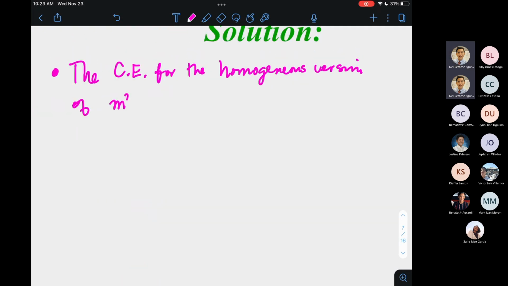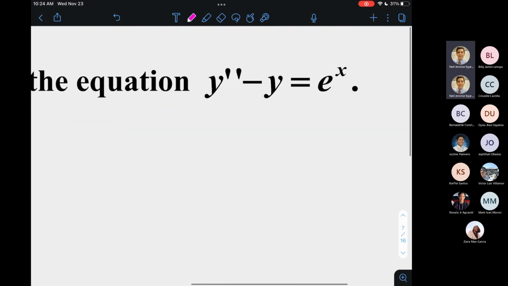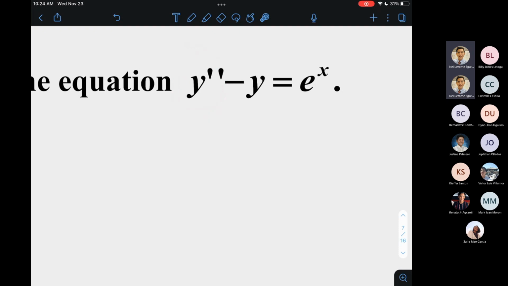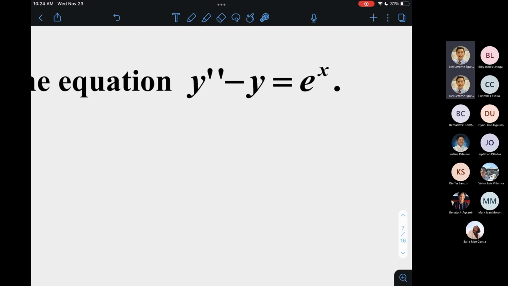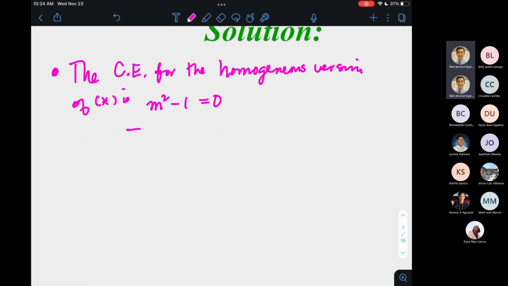So, m squared minus 1 of star. Kunin ko lang yung characteristic equation ng homogeneous version of equation star, right? So we have y double prime minus y equals 0. Pag kinuha ko yung characteristic equation niya, magkakaroon ako ng m squared, supposedly plus 0 times m kasi walang y prime, minus 1 equals 0. So, m squared minus 1. But the solution here is I'll have m equals plus or minus 1.